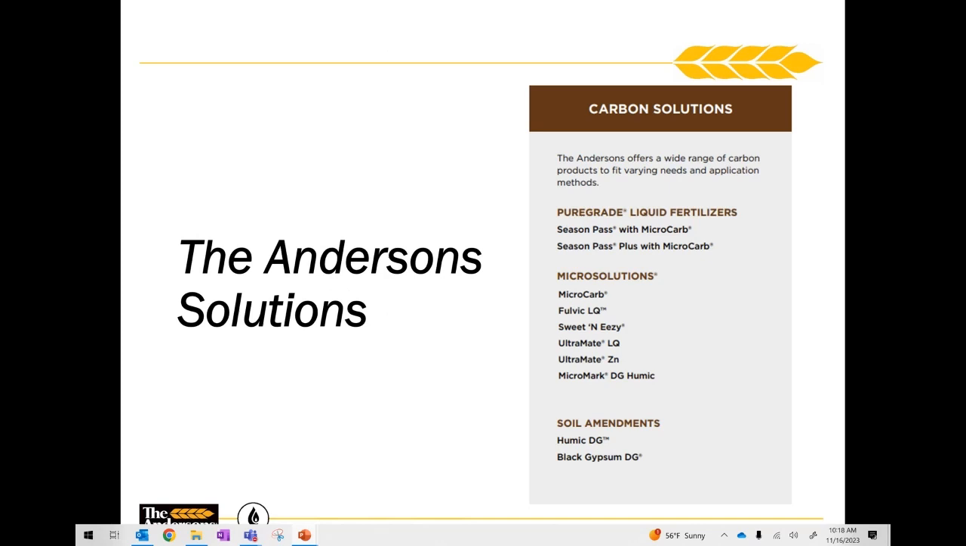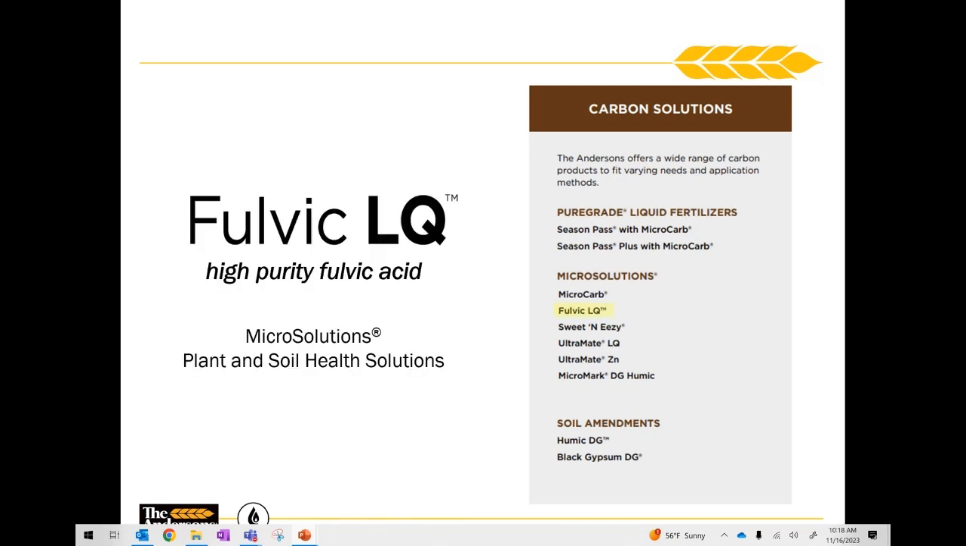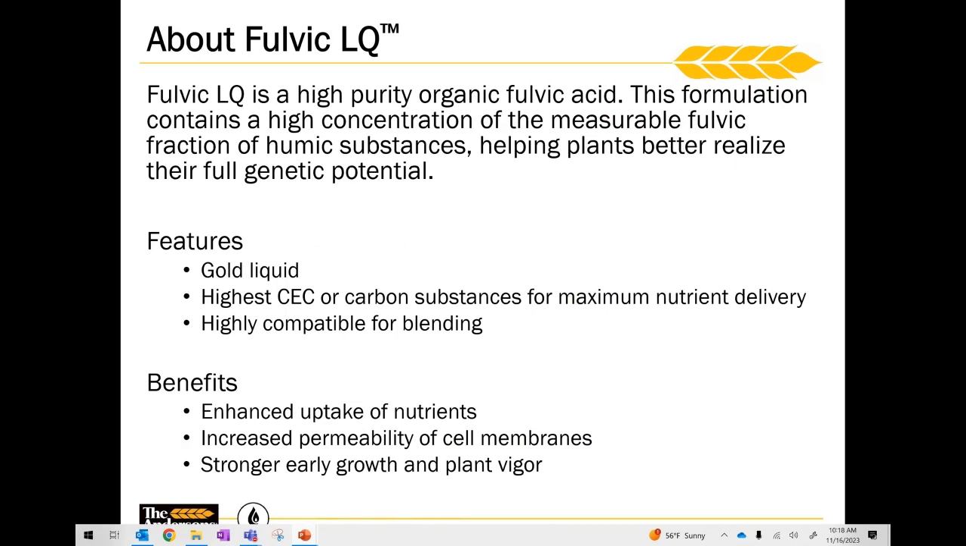So now we are going to transition into some of the products that we offer that fit in this carbon category. We'll start with the lower molecular weight and move our way into the higher. So starting out, we have Fulvic LQ. This is our just regular fulvic acid offering and fits very well into a variety of applications.